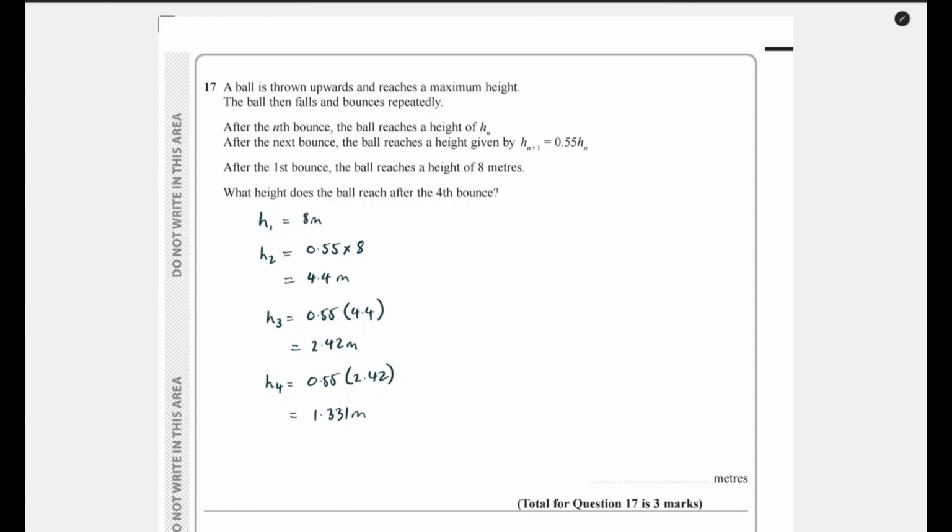So after the fourth bounce, it reaches a height of 1.331 meters.